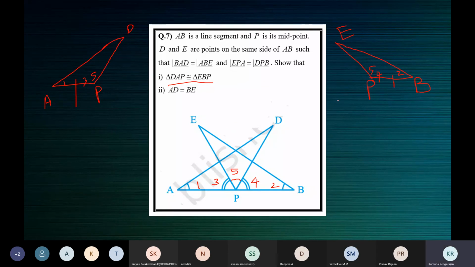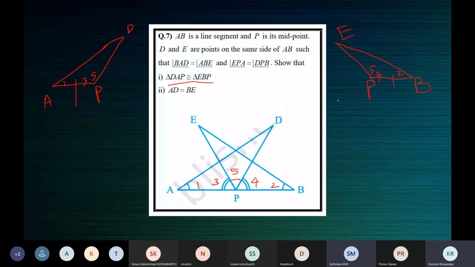Yeah, this is what you'll have to do, children. You'll have to take up the two triangles separately, DAP and EBP. See the two triangles separately. Mark the equalities given. Now somebody tell me, do you see angle 1 equal to angle 2? Is angle 1 equal to angle 2?